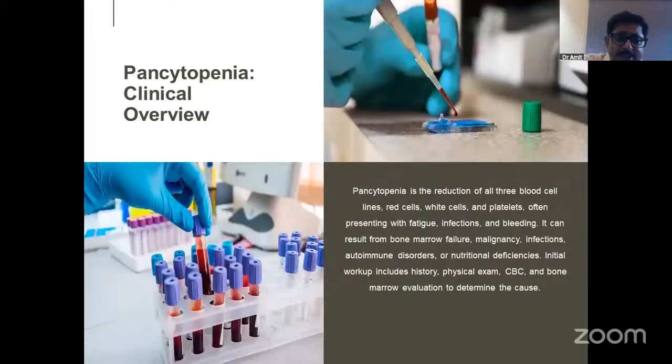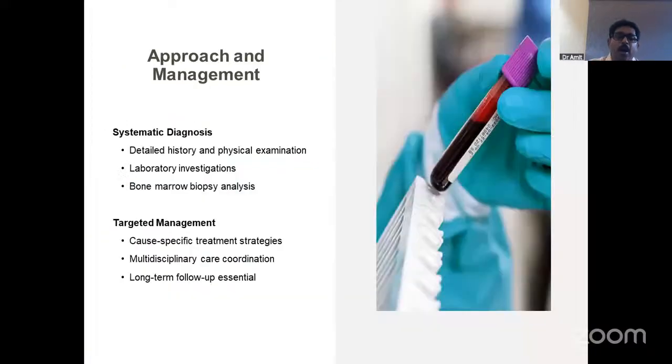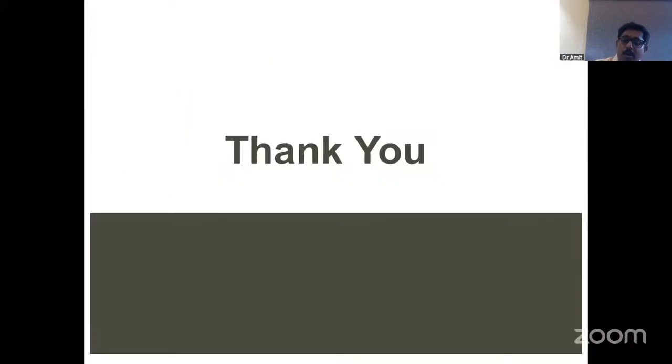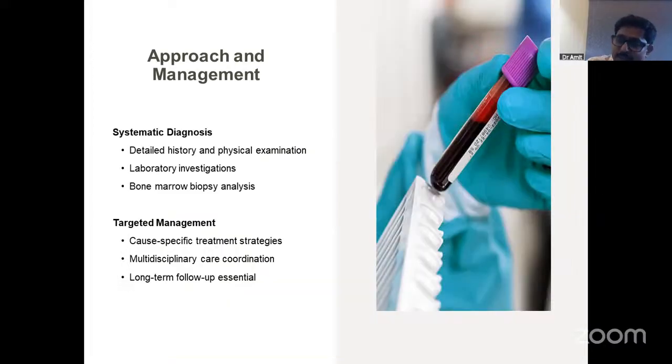So, in a nutshell, pancytopenia is a reduction of all three cell lines: red cells, white cells, and platelets, often presenting with fatigue, infections, and bleeding. It can result from bone marrow failure, malignancies, infections, autoimmune diseases, and nutritional deficiencies. Initial workup includes history, physical examination, CBC, and bone marrow examination to determine the cause. A targeted management has to be ensured so that we have a successful patient after the treatment. Thank you very much.